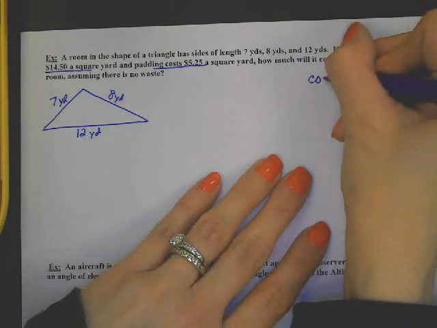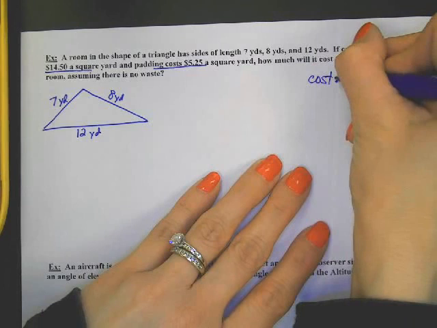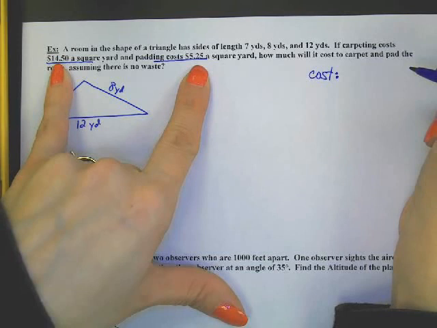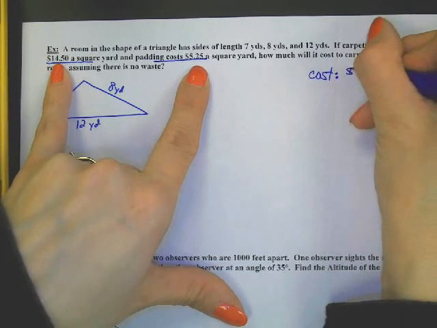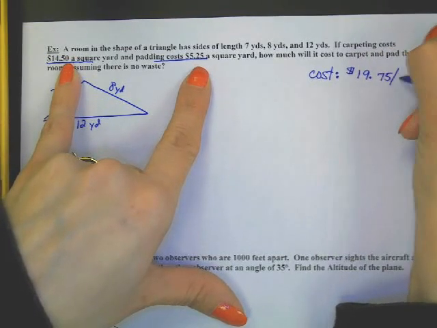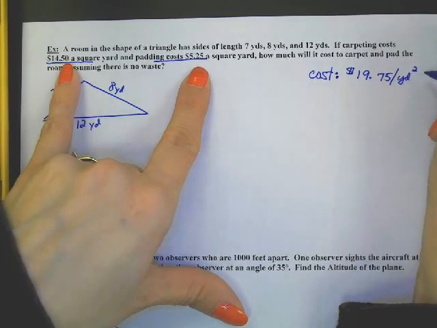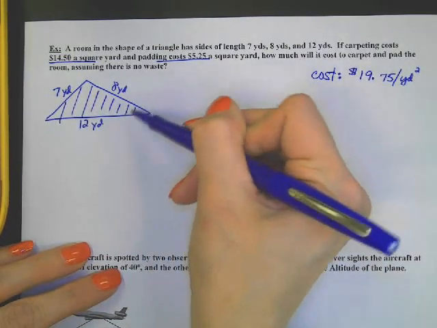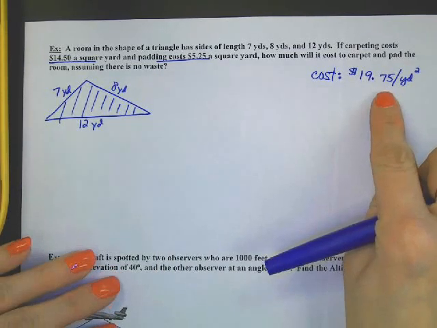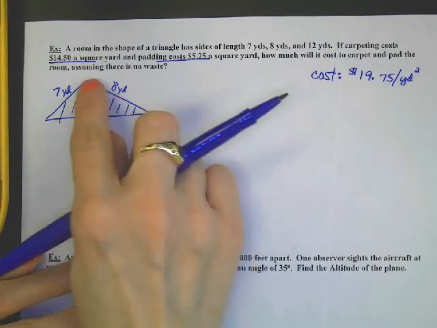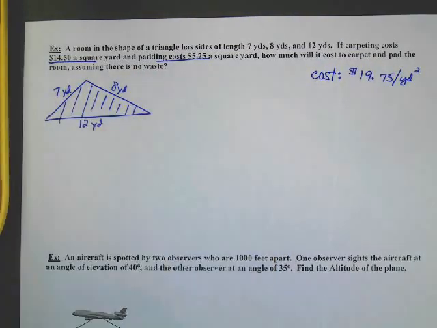The cost is actually, what's $14.50 plus $5.25? It's actually $19.75 per square yard. Okay, so we have to figure out how much area is this room? How much area, because that's the cost. How much will it cost to carpet with the carpet and the pad? And you assume there's no waste, so we're just going to find the exact amount for this triangle.